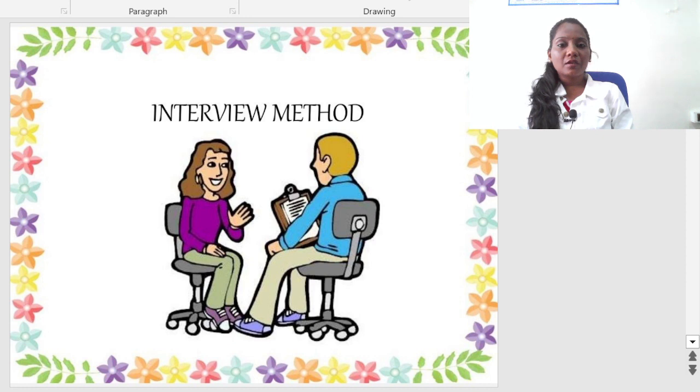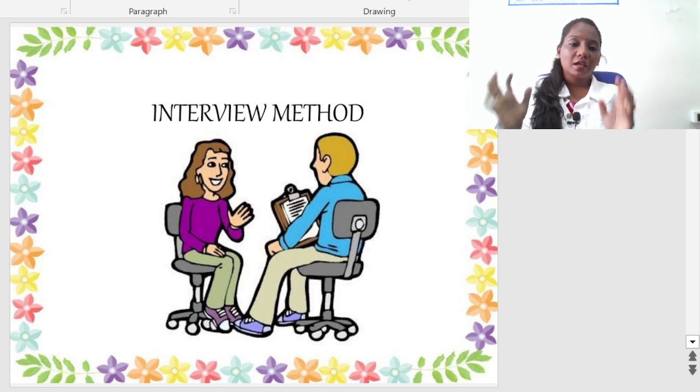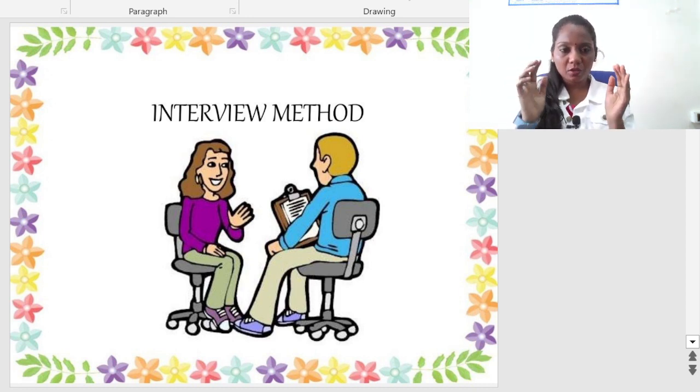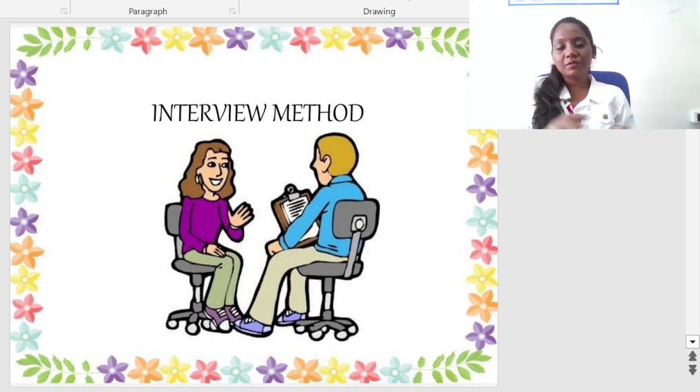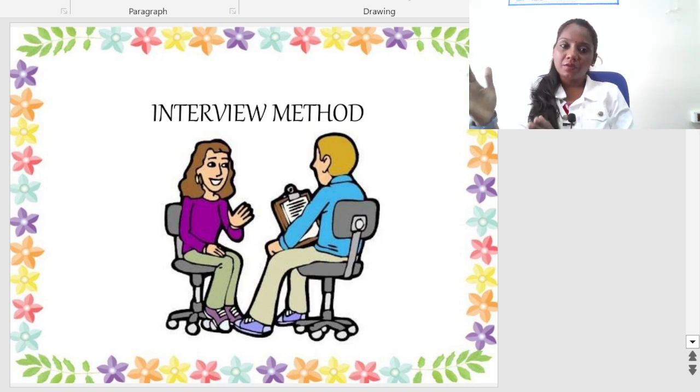The image itself is saying interview method, which means there are two persons: the researcher or a counselor, and the person who is a patient or a sample, who is giving information, while the other is collecting the information. It is a very simple method for collecting information, but in case of large samples it is very difficult to collect the data because we need to spend a lot of time to collect the data from individuals. Sometimes interviews take a lot of time.